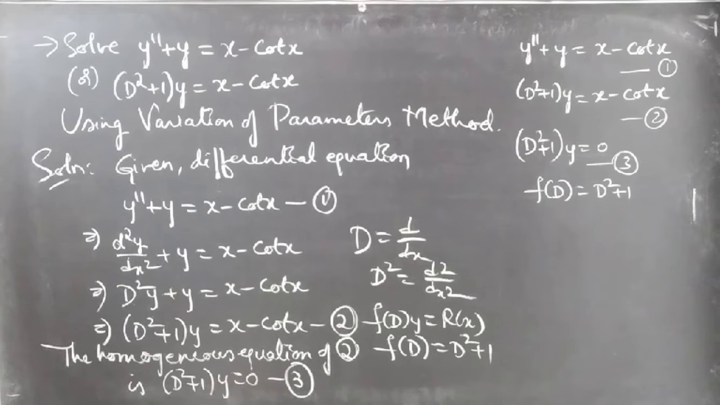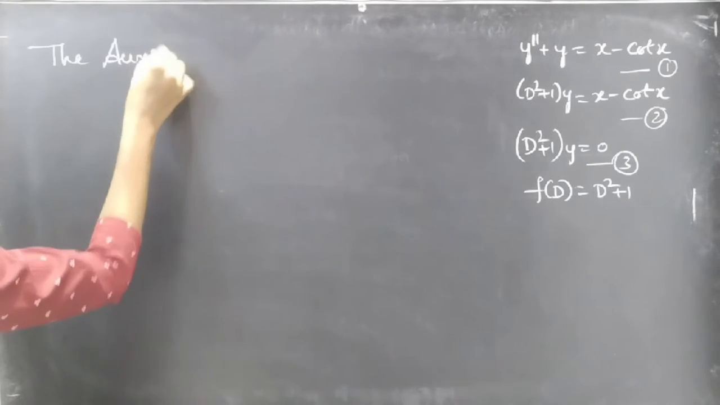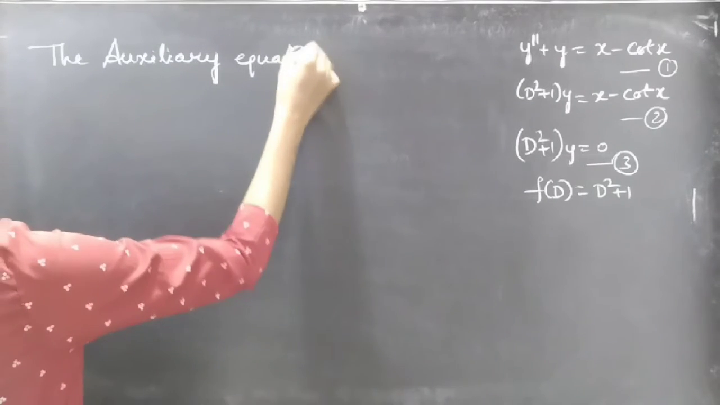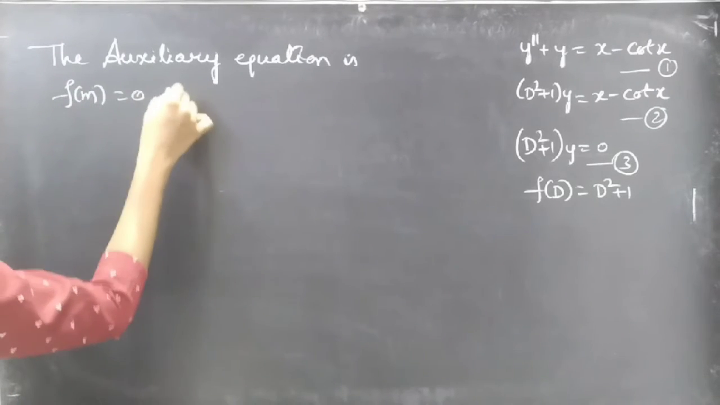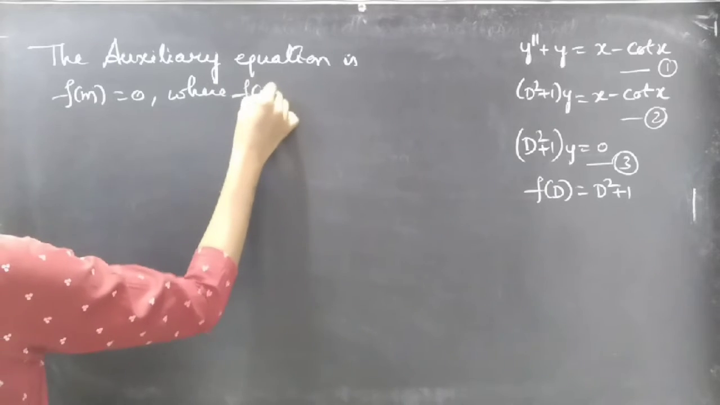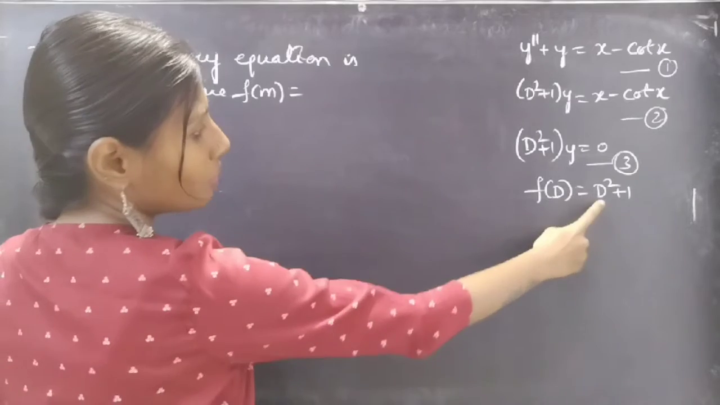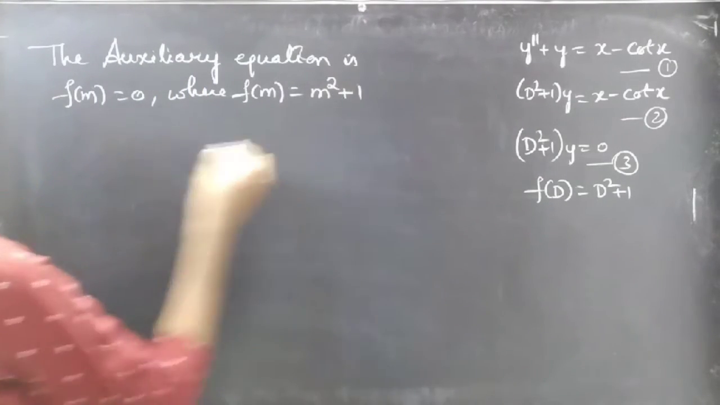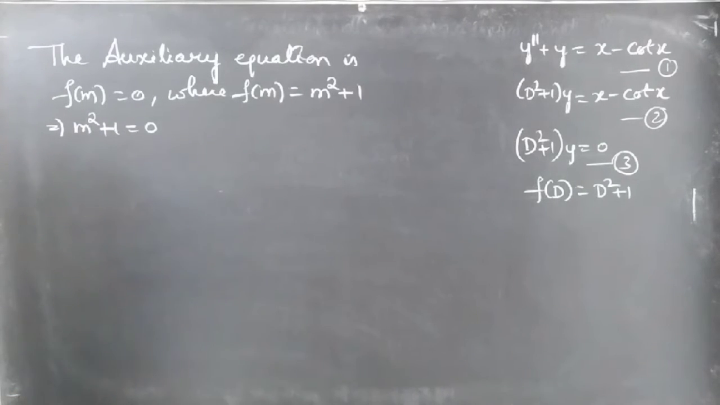Okay. Now coming to the auxiliary equation. The auxiliary equation is f of m equal to 0, where f of D is D square plus 1, right? Let's replace the differential operator with m, so that we'll get f of m equal to m square plus 1, and the auxiliary equation becomes m square plus 1 equals 0. Now we need to find the roots of this equation.